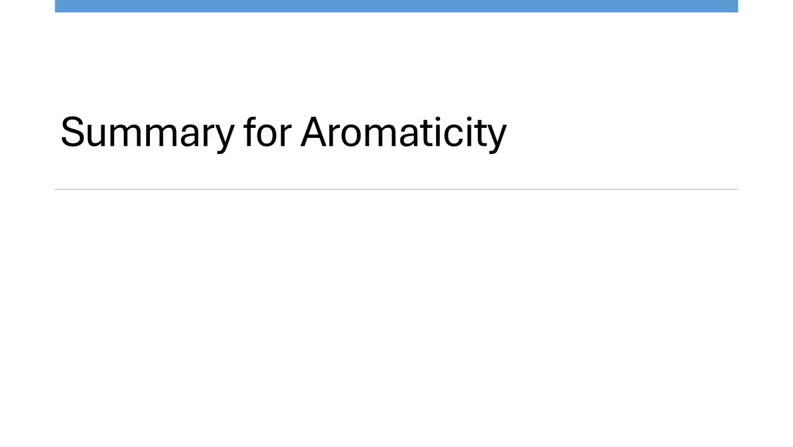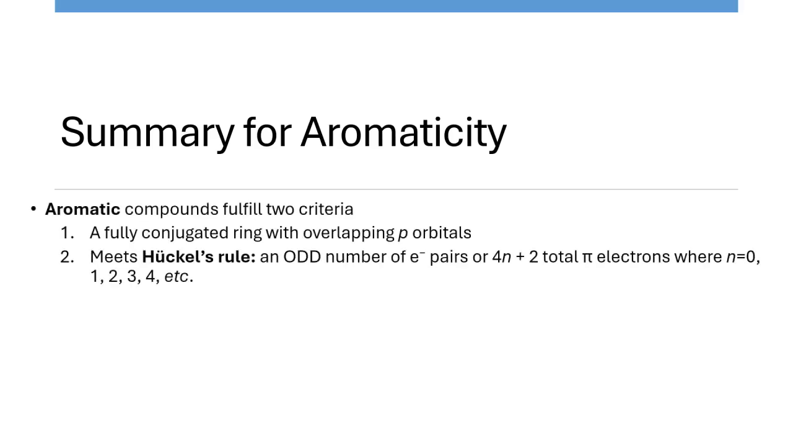Summary for aromaticity. Aromatic compounds fulfill 2 criteria. 1, a fully conjugated ring with overlapping p orbitals, and 2, meeting Huckel's rule, having an odd number of electron pairs, or 4n+2 total pi electrons, where n is a whole number starting with 0, 1, 2, 3, etc.